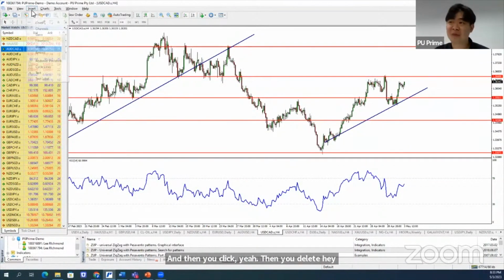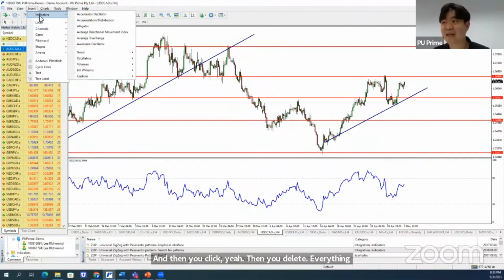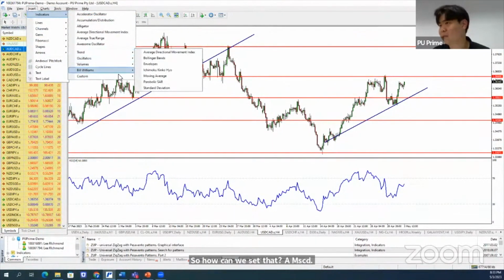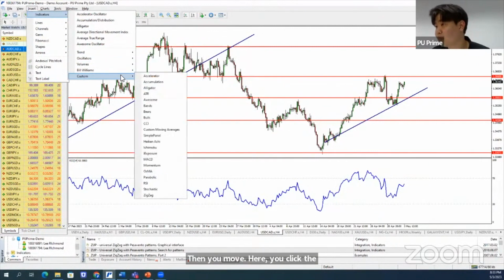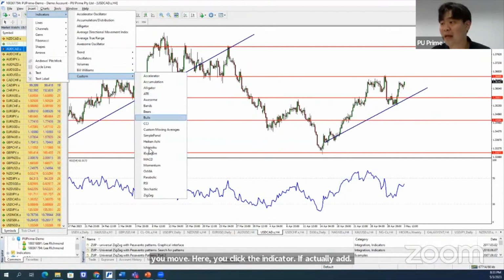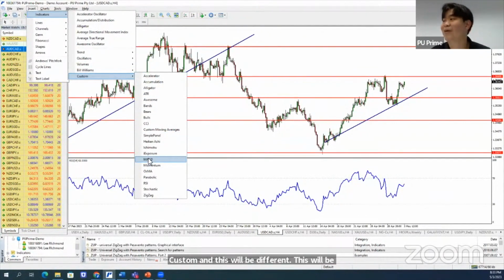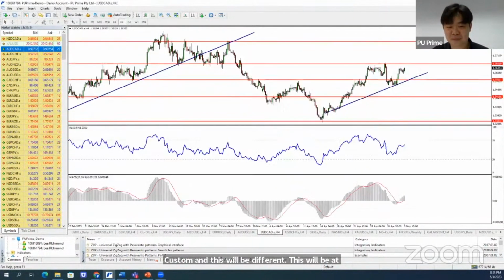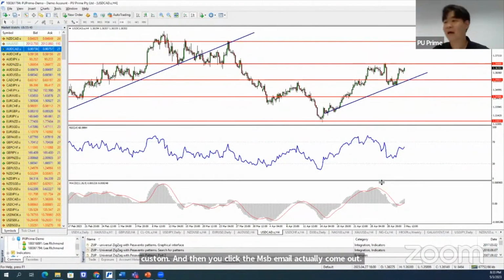So how can we set the MACD? You move here and click the indicator. It's actually under custom. This will be a bit different. This will be under custom, and then you click the MACD. Once you click the MACD, it will come out. And after the MACD comes out, how can we identify it?